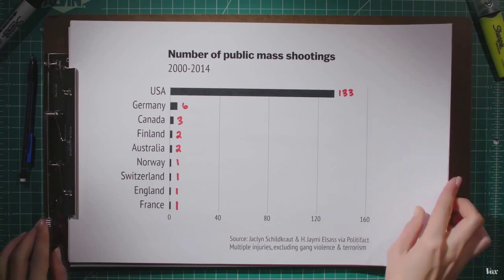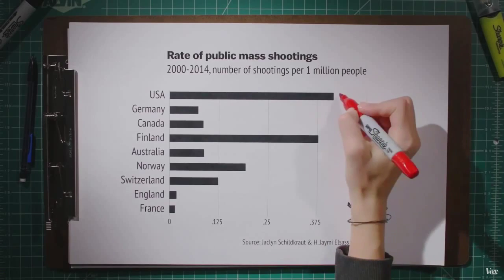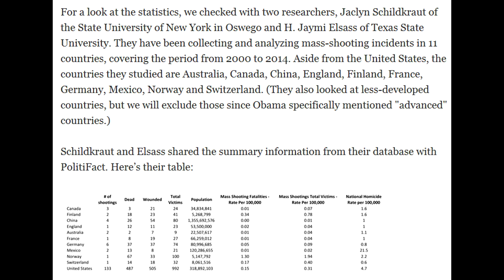Of course, the US is a much larger country, but if you adjust for population size, it still ranks higher. Okay, so this is presumably the source that they were using for these stats. It says Shield, Kraut, and Alsace, which you'll note in the video is exactly the source that they list, as well as this being from PolitiFact, which again is what they list.